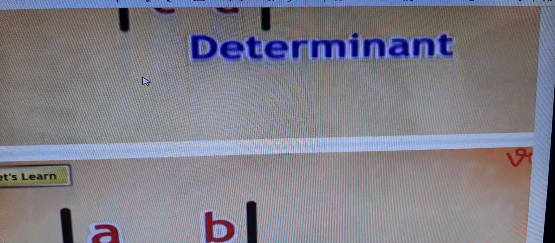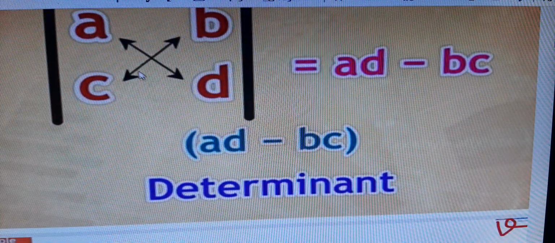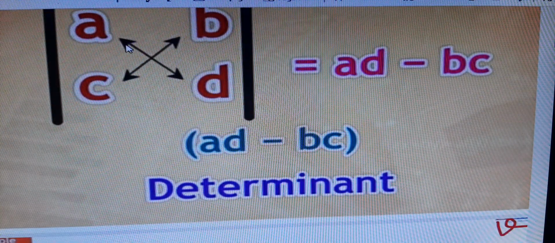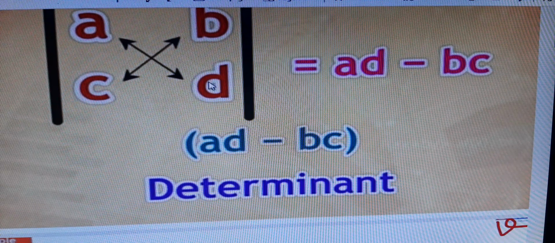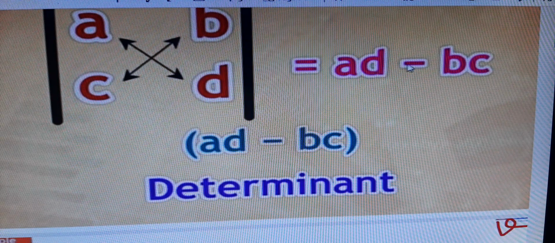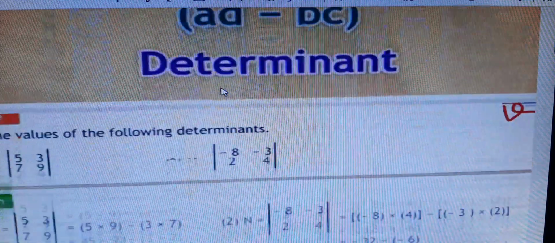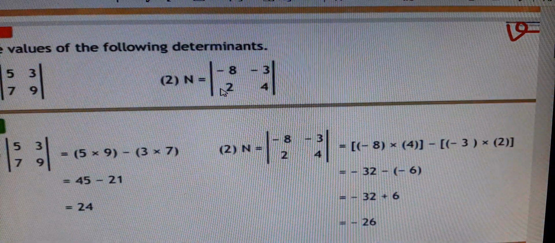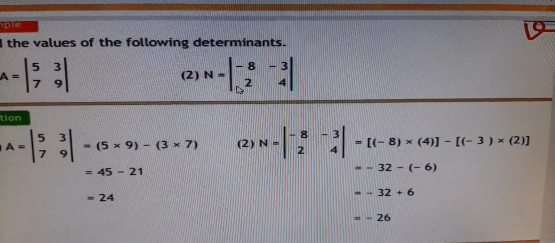Then how do we solve this determinant? See here, we can solve these determinants by cross multiplication. Means A multiplied by D minus B multiplied by C. Here, A multiplied by D minus B multiplied by C, and then we can solve this determinant. Now see an actual example of how to solve a determinant.